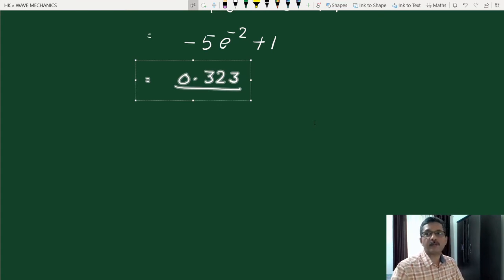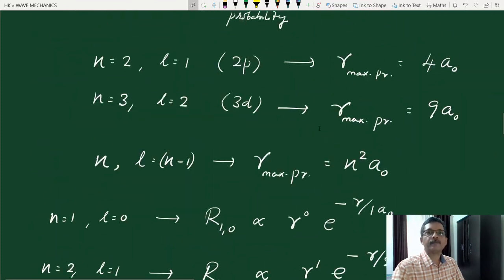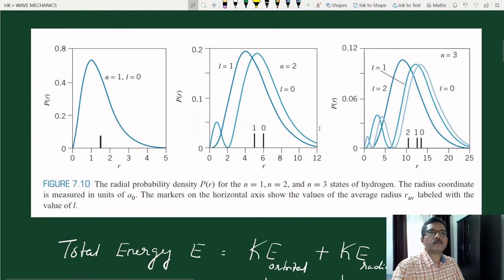We know that from the figure, again going back to the figure of the plot of the radial probability density. Look at the first figure here. We know that the most probable radial distance is A0.